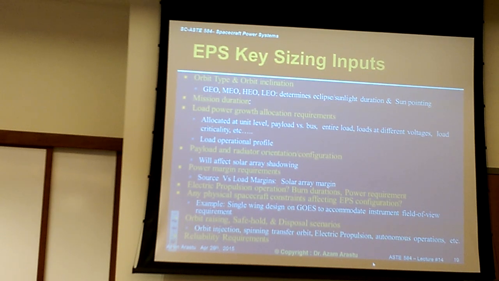Orbit raising, and these disposal requirements. Orbit raising is when you just drop it from the launch vehicle. The spacecraft is now independent, and has to go to the destination orbit from LEO to GEO or GTO to GEO or whatever. So that has to be done, depending on how much power is required during that phase.